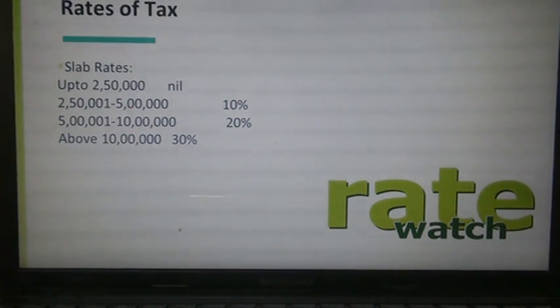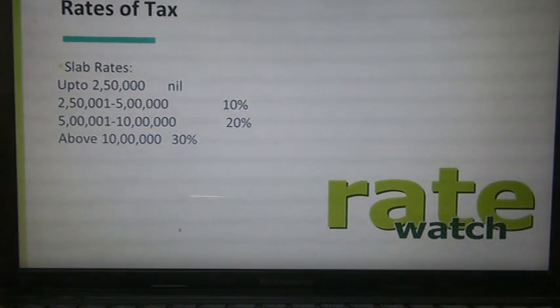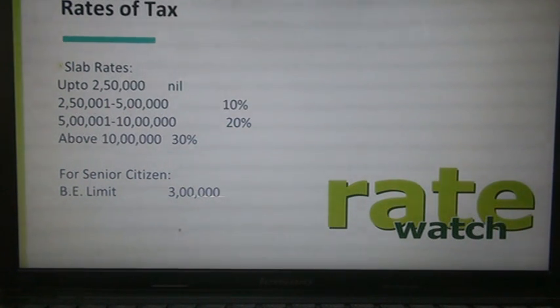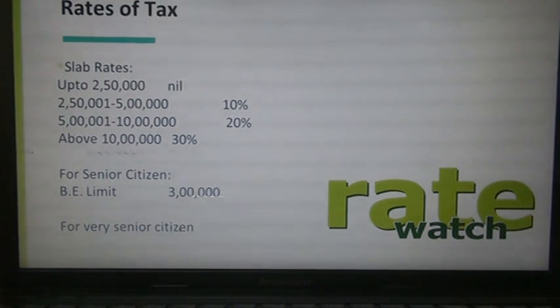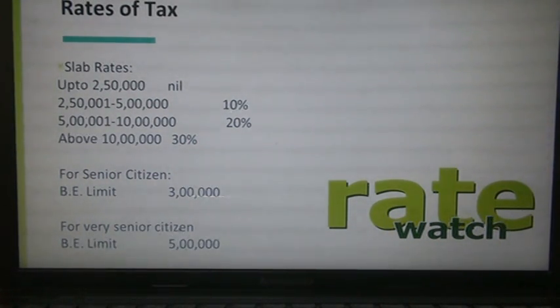For very senior citizens and senior citizens, there is a change in the basic exemption limit, as we all know. In case of senior citizens, by senior citizens I mean individuals who are 60 years or more of age during the previous year and also a resident, the basic exemption limit has been raised to 3 lakhs. For very senior citizens, who are individuals who are 80 years of age or more during the previous year, the limit has been raised from 2,50,000 to 5 lakhs. The other slabs remain the same.